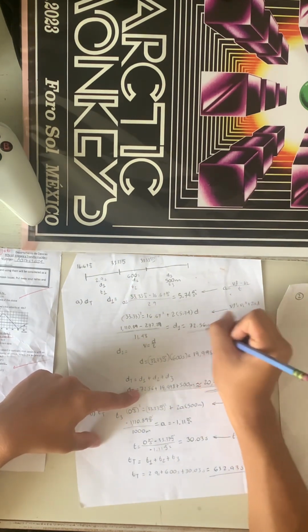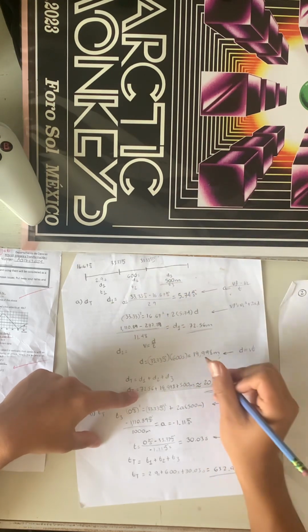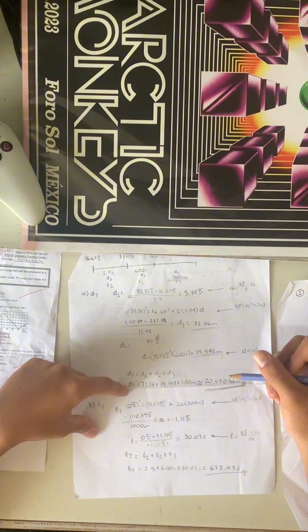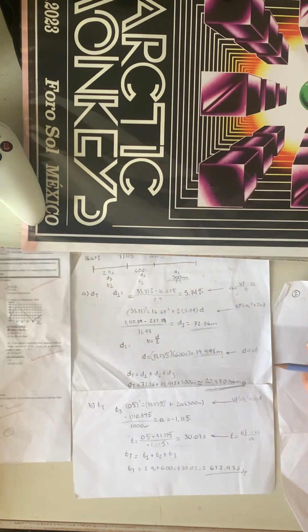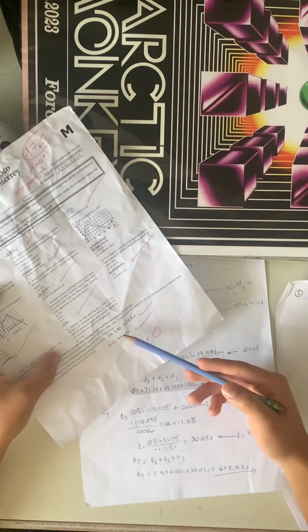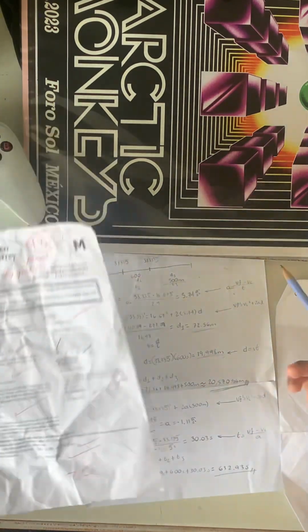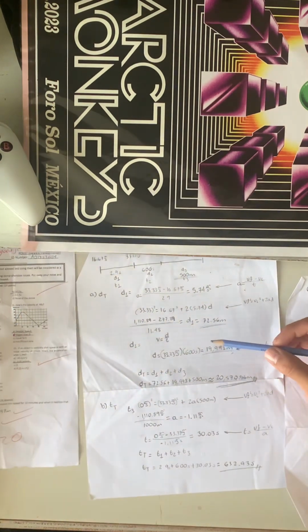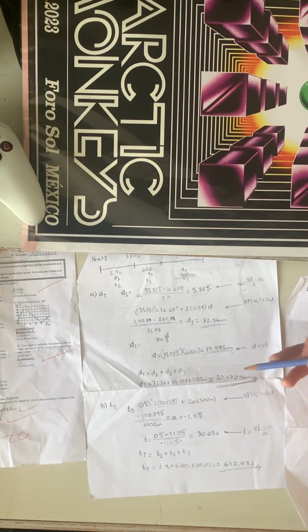Now, to get total distance, it's D1 plus D2 plus D3, which is all these values that we already got, this one, and this one, which will be 20,570.56 meters. I place this so it's more or less the same. Now, the second point says to get total time.